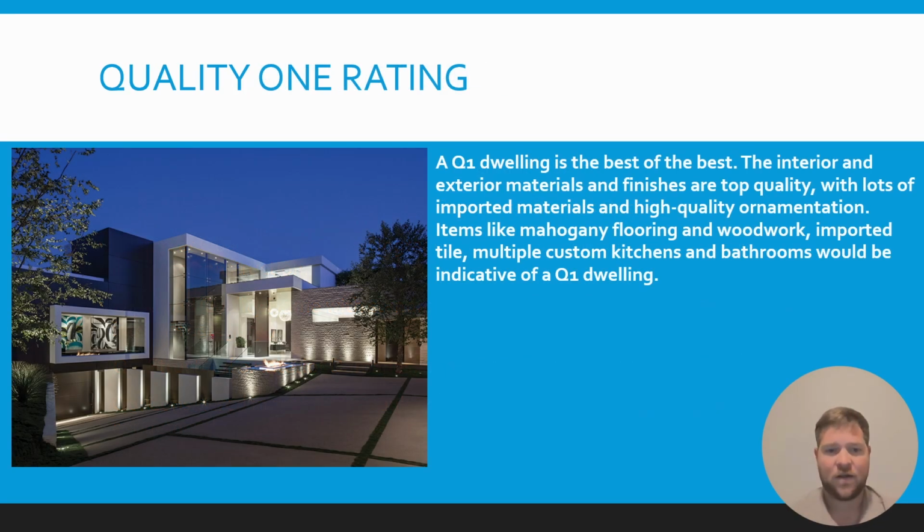Quality 1 rating. Take a look at the house here. It has state-of-the-art technological advances. You've got architectural designing that probably cost you $250,000 just in architectural planning, if not more. This is beautiful. Every detail, down to the pencil mark, was done correctly. The materials used, state of the art, the finest materials, the finest structure, the finest flow. That's what it is. So a Q1 dwelling is the best of the best.